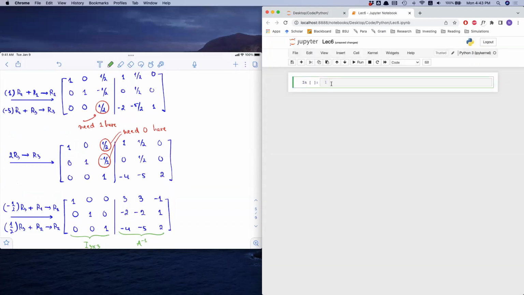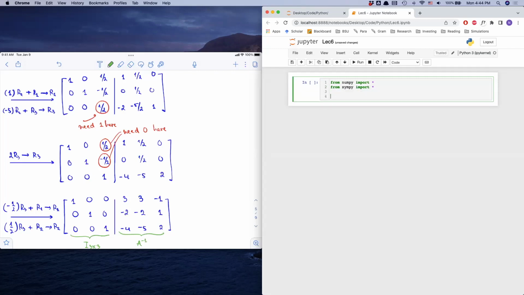Similar to the last few lectures where we used Python to deal with matrices, I'm going to import NumPy and SymPy to help us deal with linear algebra. So from NumPy, import everything. And from SymPy, I'm going to import everything.